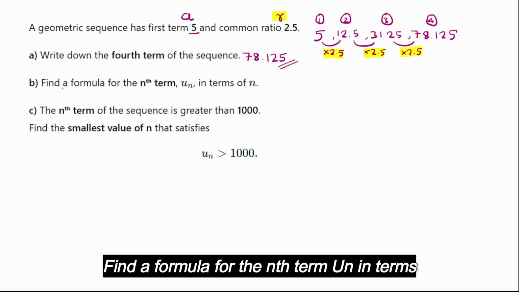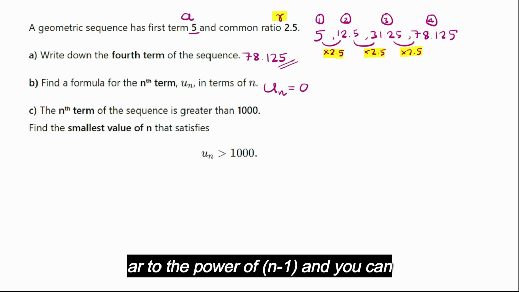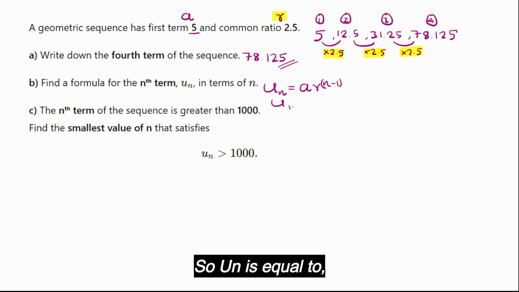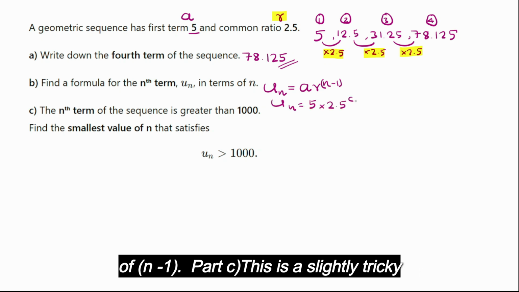Part B. Find a formula for the nth term, un, in terms of n. Remember, the formula for geometric sequences is a r to the power of n minus 1, and you can substitute the values you know. So un is equal to, we know a is 5, r is 2.5, raised to the power of n minus 1.